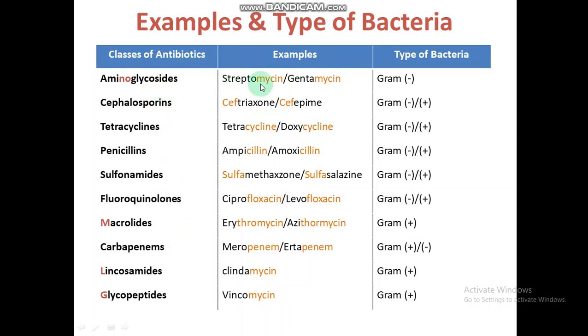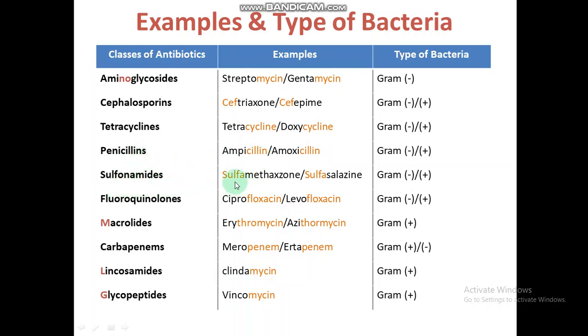For aminoglycosides, they end with mycin like streptomycin, gentamicin, etc. For cephalosporins, they start with cef like ceftriaxone, cefepime, cefixime. And for tetracyclines, they end with cycline like tetracycline, doxycycline. So in this way we can remember which class they belong to. And for penicillin, like ampicillin, amoxicillin, cillin is the suffix, and from this cillin we can remember that it belongs to penicillin drugs.